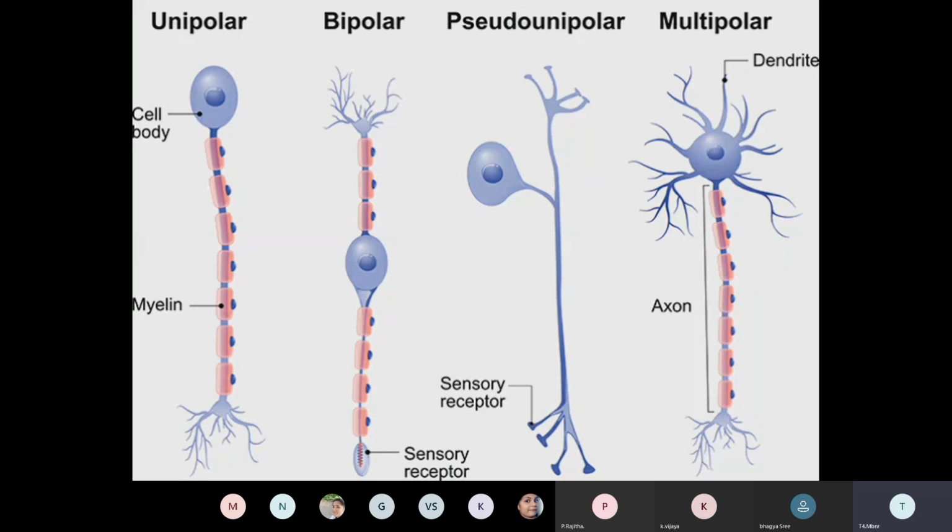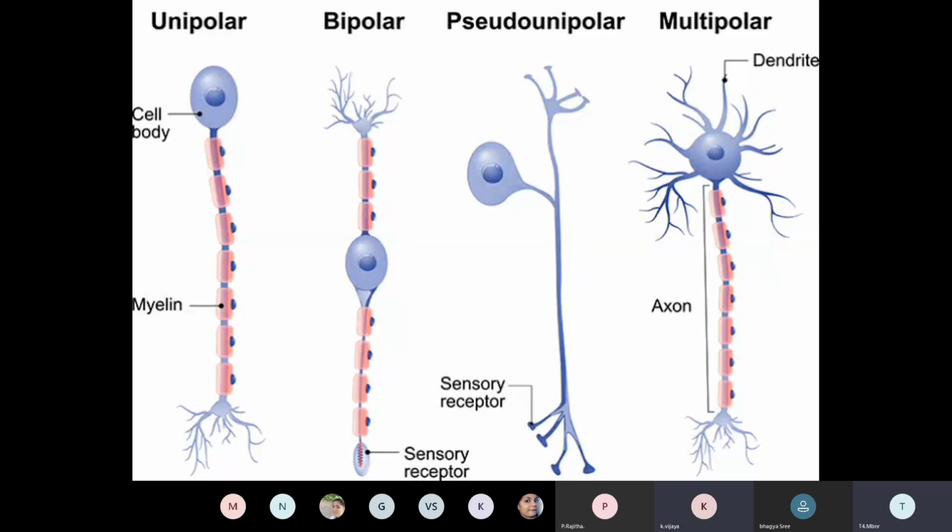See, dendrites are there or not? Not there. They will transmit signals only in one direction, through the myelin sheath, to the nerve terminals. Only in one direction signals are transmitting. Mostly it is present in the sensory neurons.